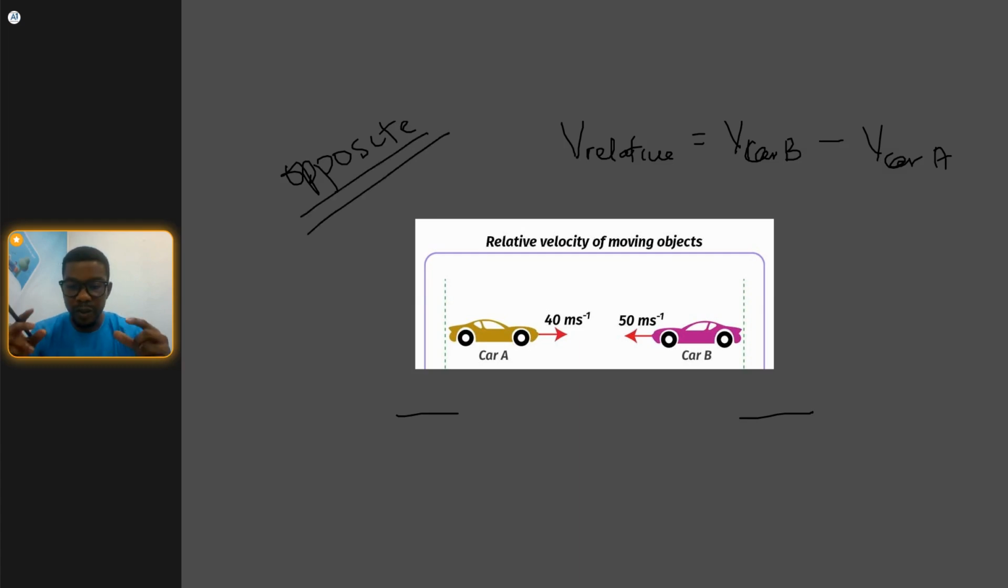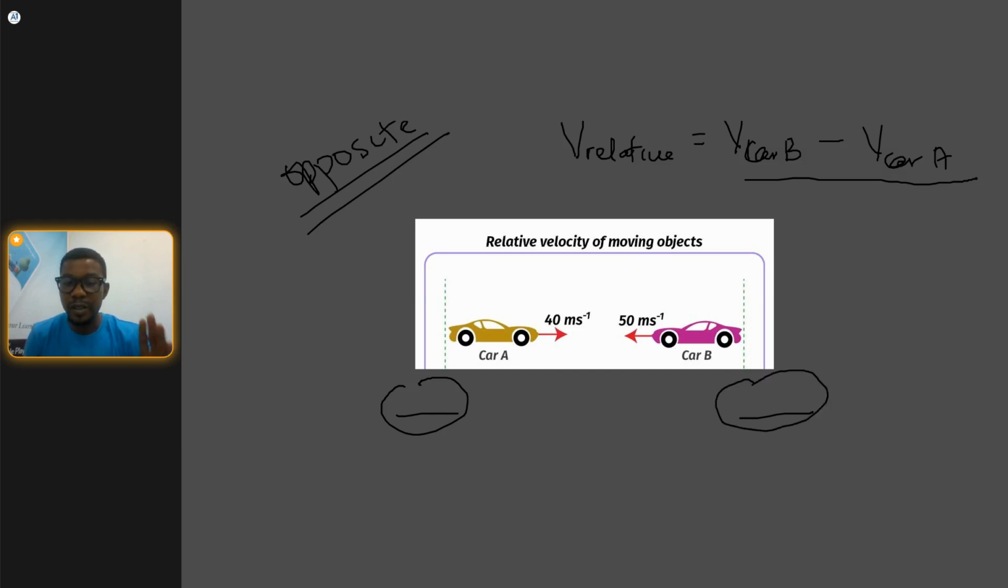So when two objects in motion move in opposite direction, and you are asked to obtain the relative velocity or the relative speed, what you have to do is to take the subtraction of their velocity. So that is the third fact about relative motion. We take the subtraction of the bodies in motion. This will give us the relative velocity of the two bodies, which is car A and car B.